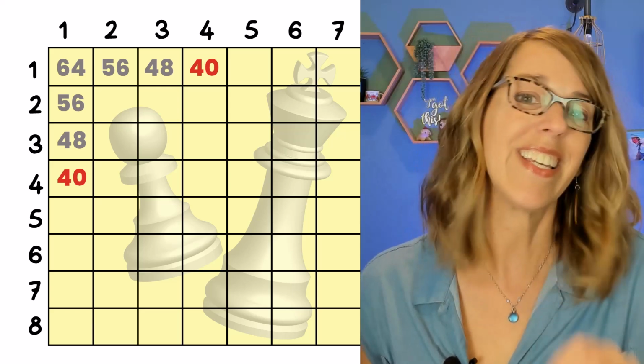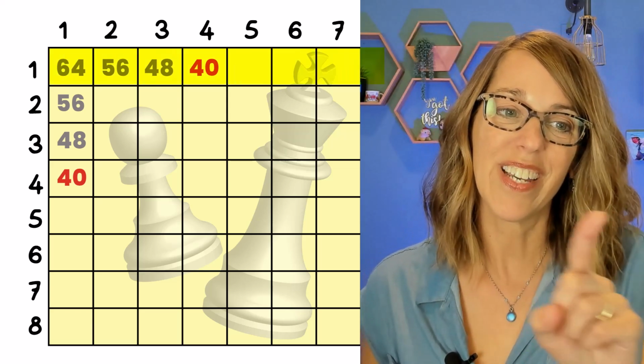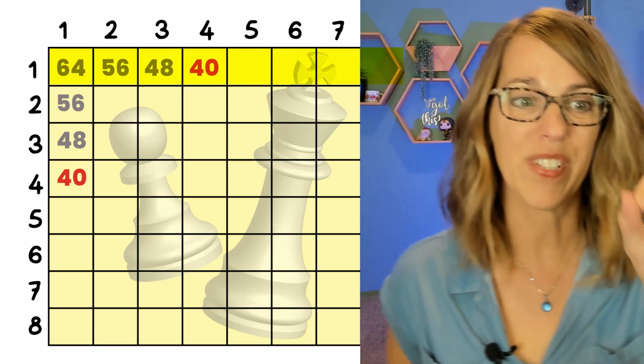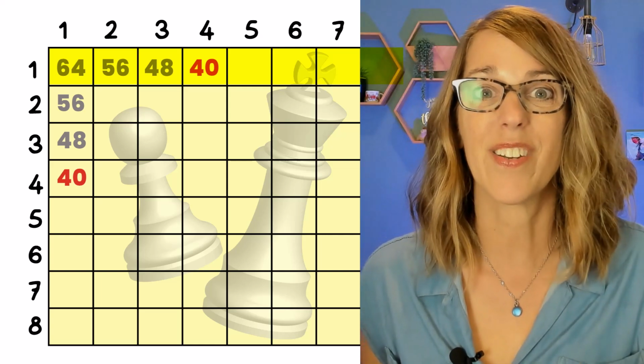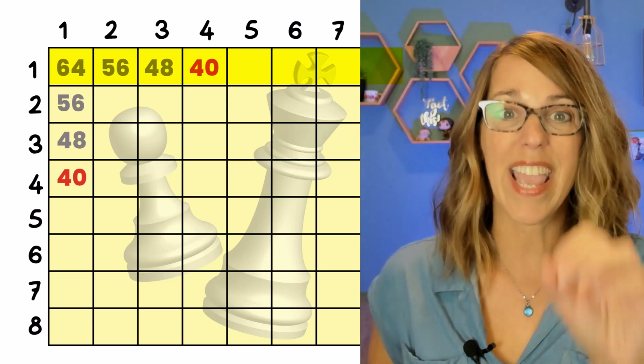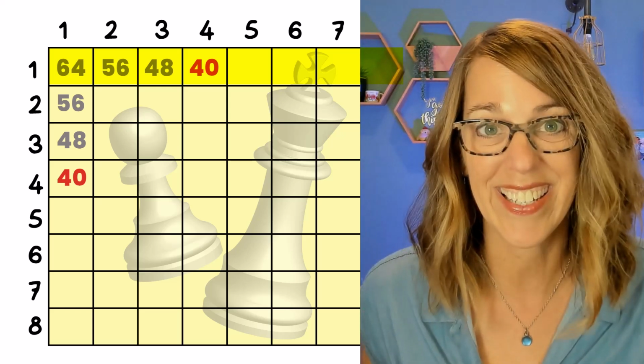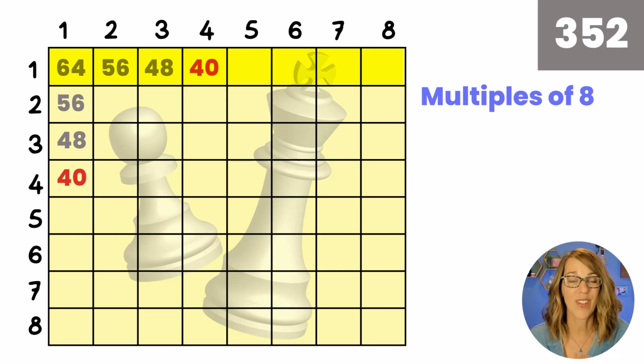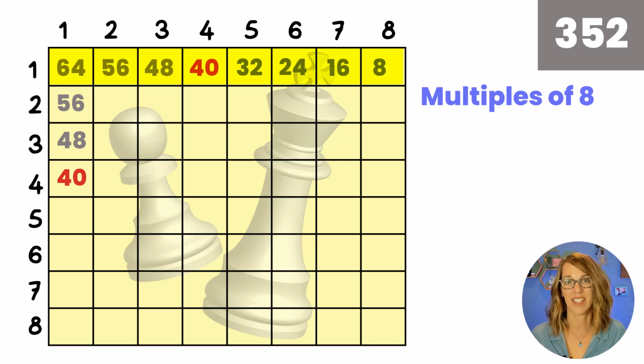So what is that pattern? As I look at the difference along that first row, 64 minus 56, that's a difference of 8. 56 minus 48, 8. 48 minus 40, 8. These are all multiples of 8, so I don't need to go back to the chessboard and count all of the rest of the 1x's. Instead, let's just count backwards from 8, filling in that top row with 32, 24, 16, and 8.